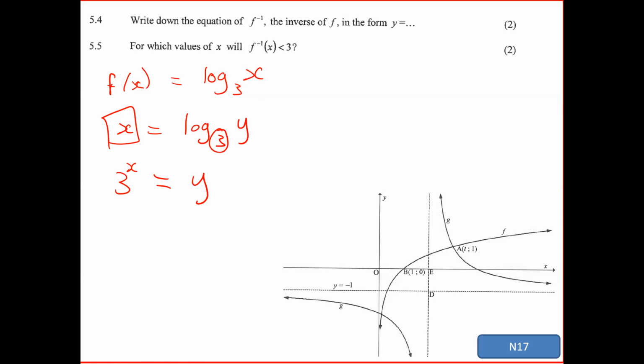Okay, now it wants to know for which values of x is this inverse. Remember, this is the inverse. Okay, f to the minus 1 of x, that is our inverse. When is it less than 3? Let's give you a chance to work that one out. When you have the answer, you can put it up on the chat. Give you about a minute to think and work that one out.